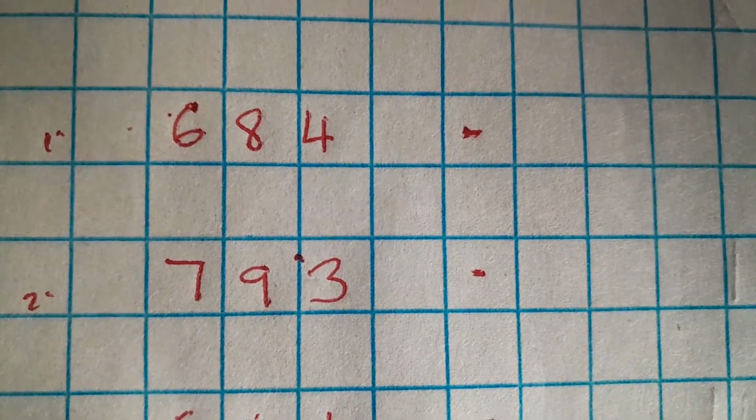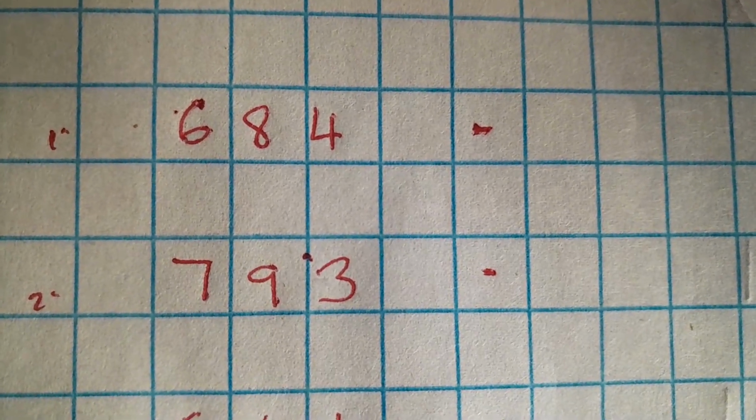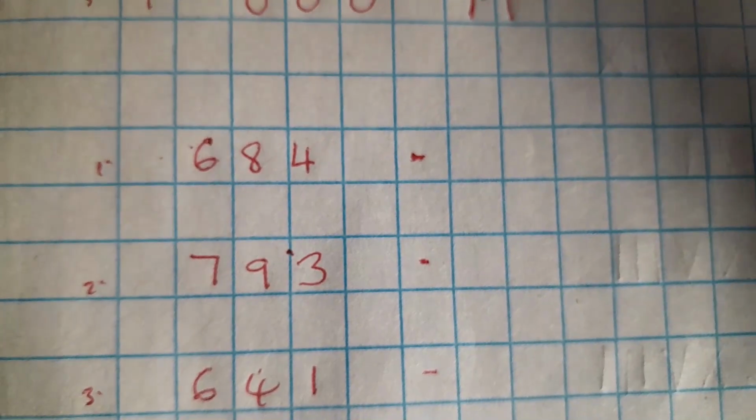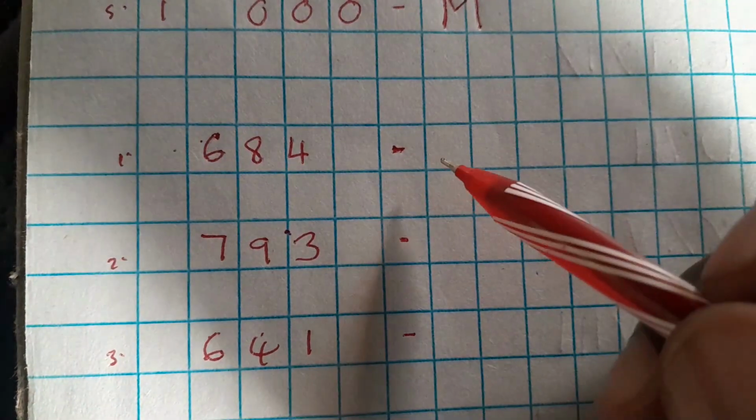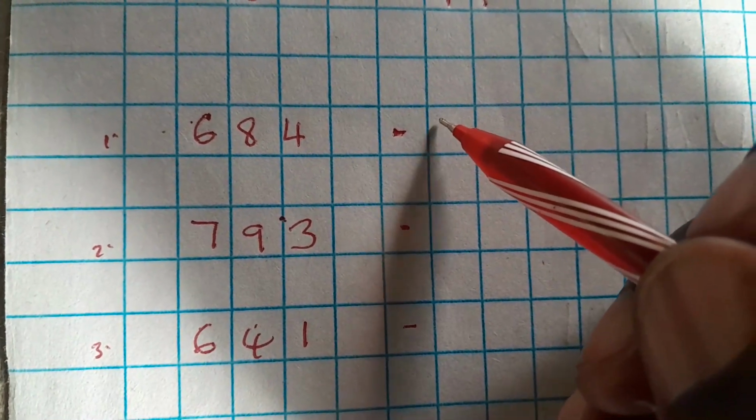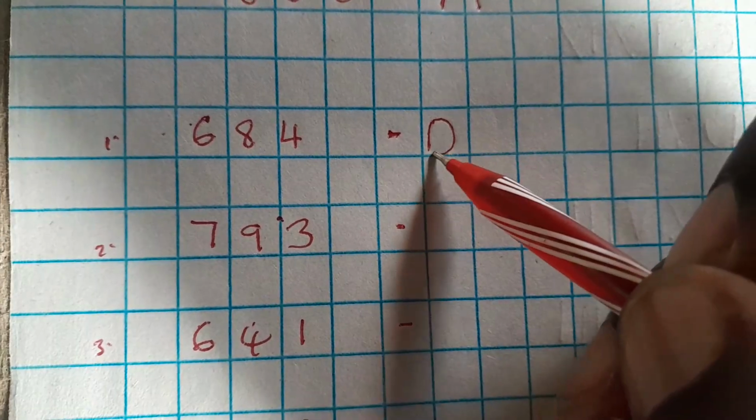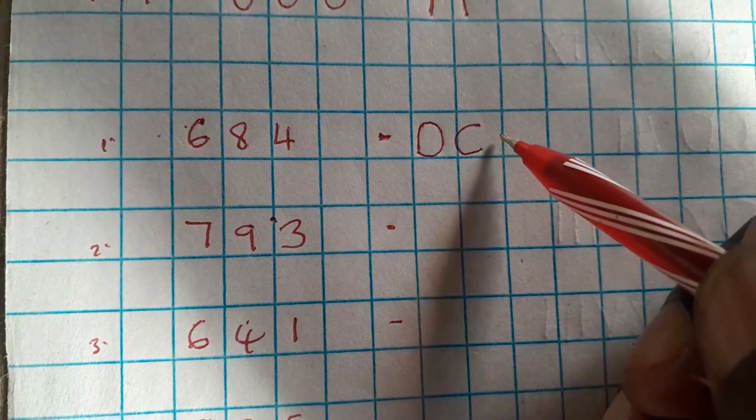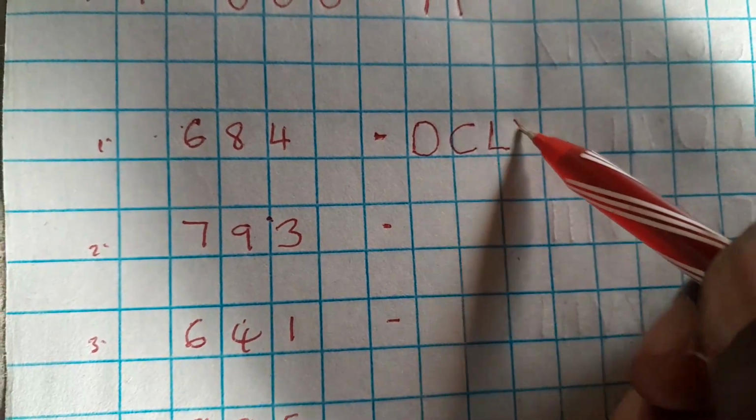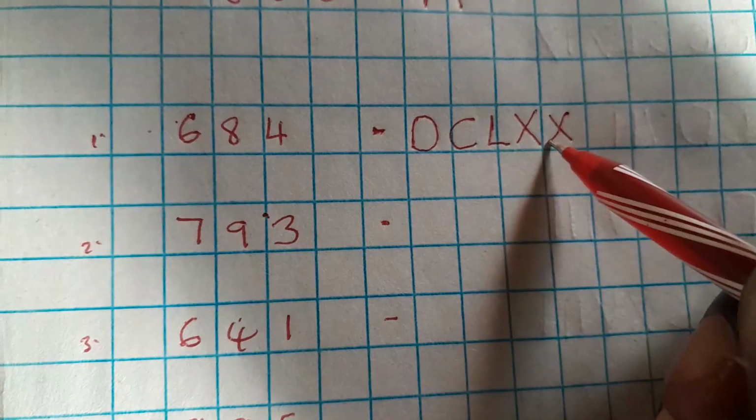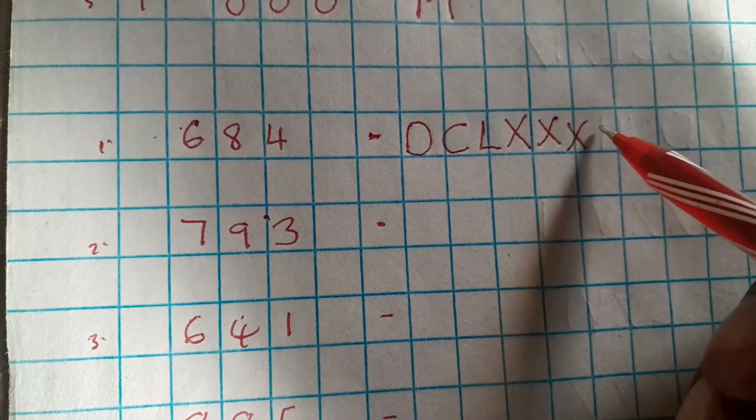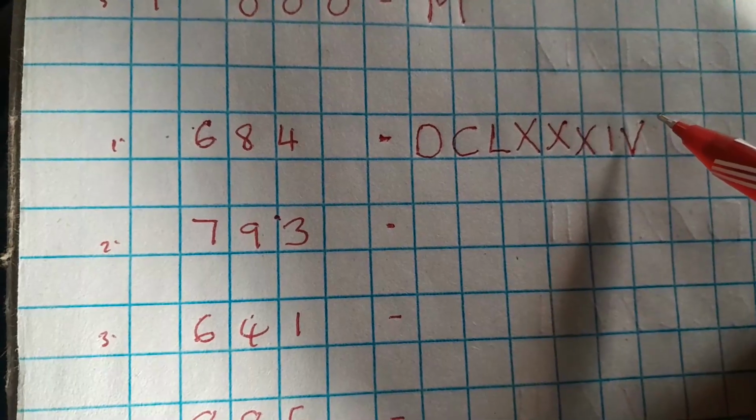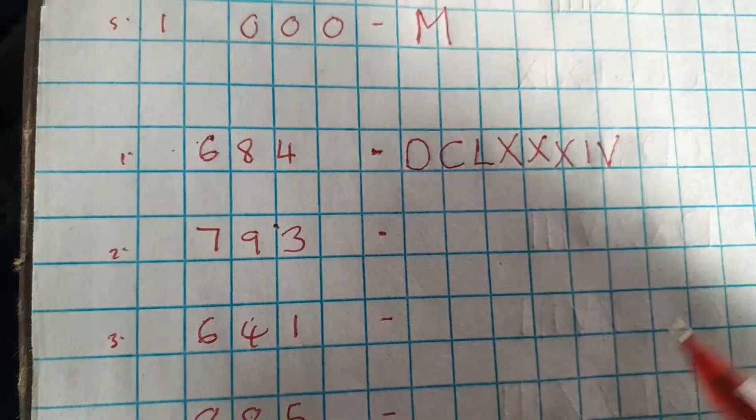So now I'm going to illustrate a few examples that I've written for you, which are over here. The first one is 684. So how do we go about the business? 600 is DC. That's our 600. And we also write 84. 84 is L, X, X, X, and I, V. So that's 684.